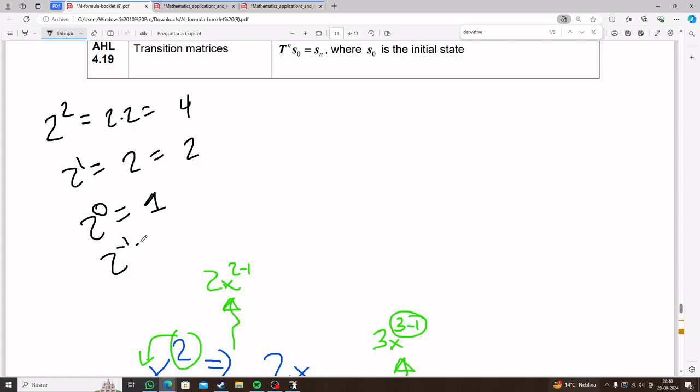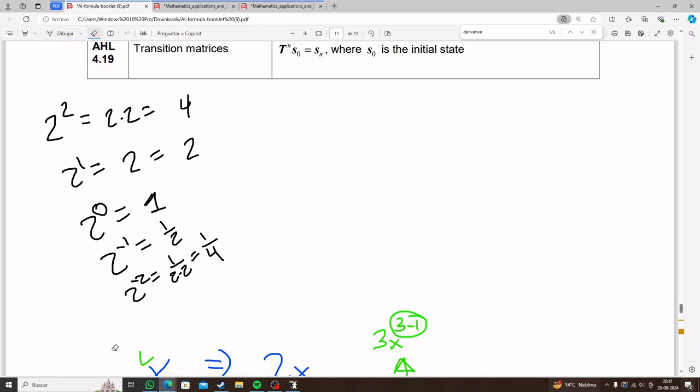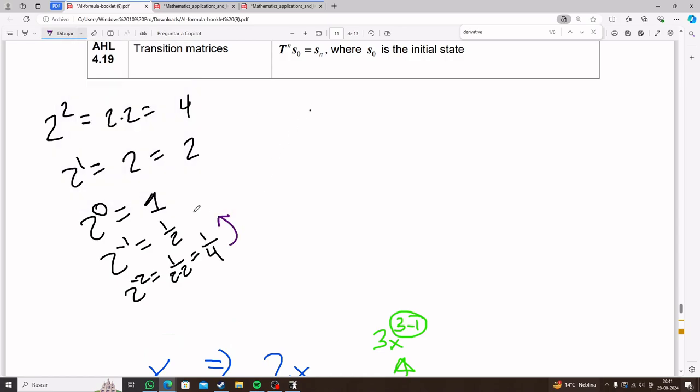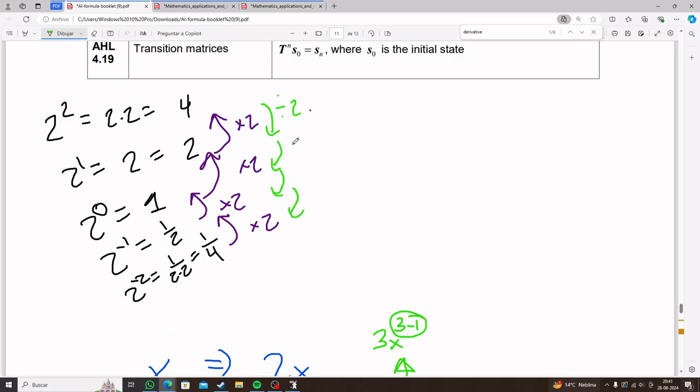And 2 to the power of -1 is 1 over 2, and 2 to the power of -2 is 1 over 2 times 2, in other words, 1 over 4. So notice, there's a certain pattern here that is clearly arising. When you want to go up, all you have to do is multiply by 2. And when you want to go down, all you have to do is divide by 2.